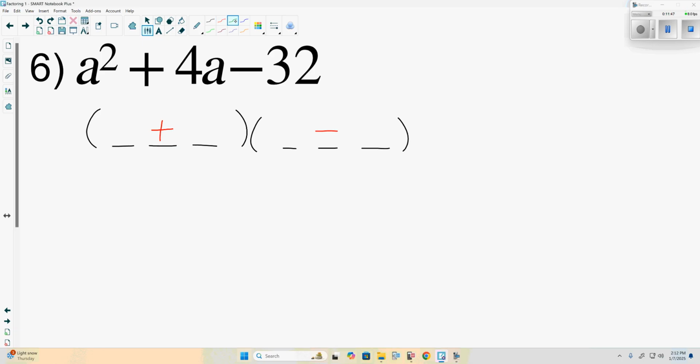Factors of a squared, a and a. Only set of factors for a squared. Factors of 32. 1 and 32. 2 and 16. 4 and 8.